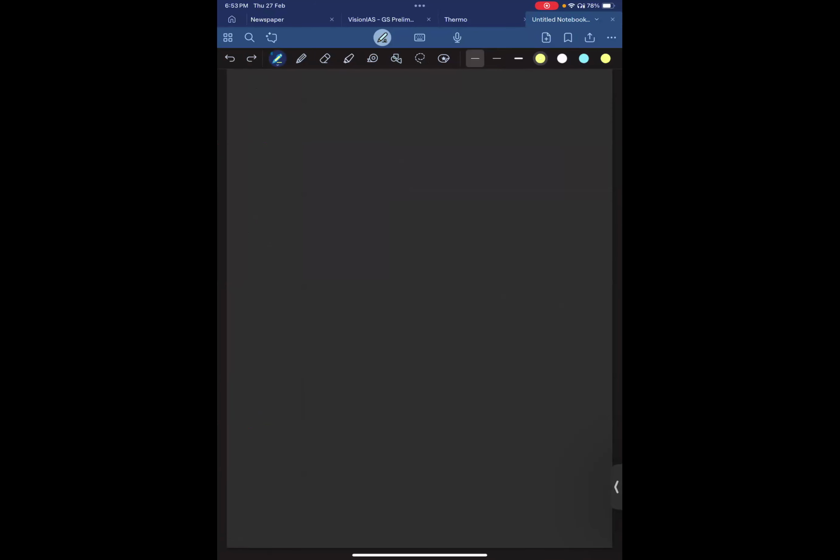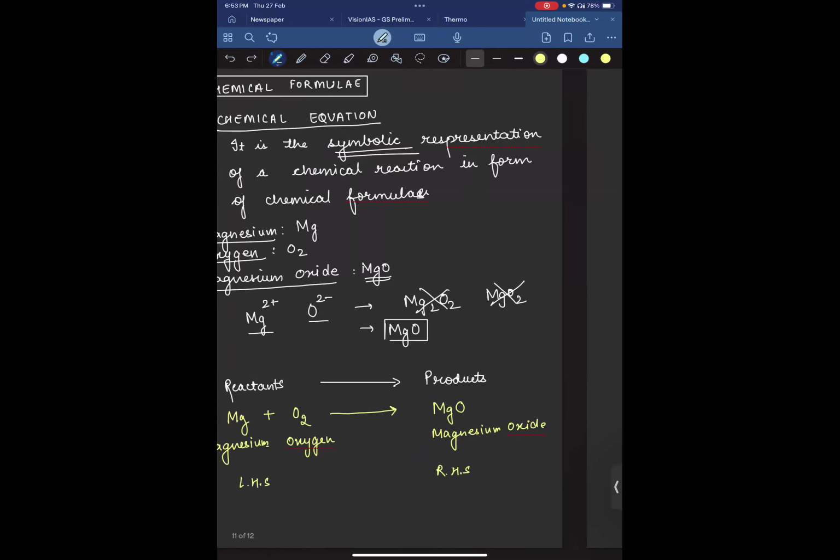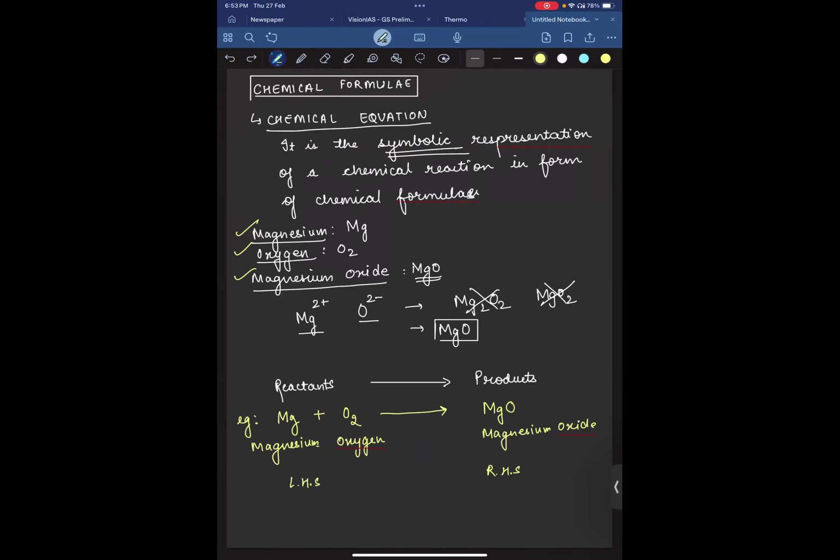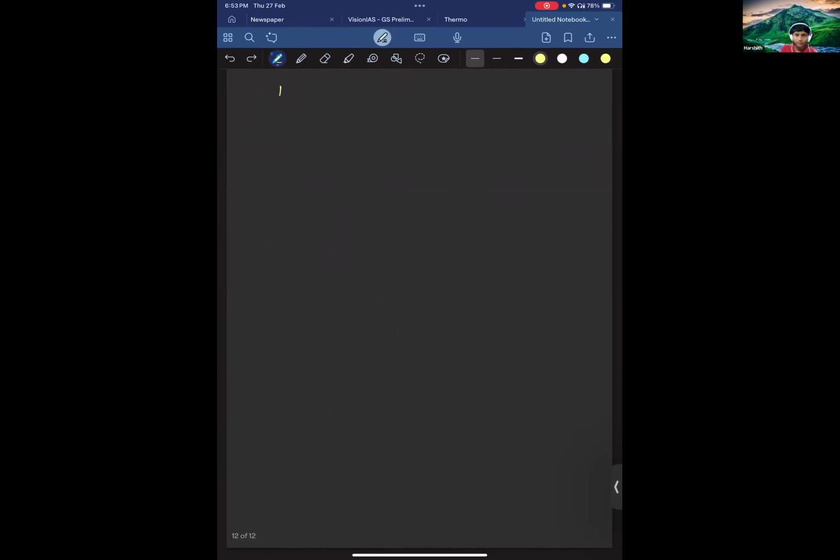Do you know some famous example of any chemical reaction or chemical equation that you must have studied in lower classes? Hydrogen and oxygen gives H2O. Hydrogen plus oxygen gives water. Very good. Now tell me the formula for each of these.